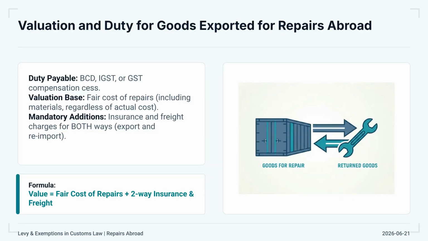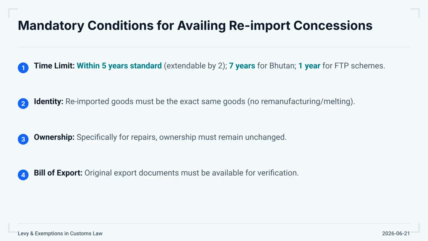This provision ensures that customs duty applies only to the value added through repairs, rather than the entire value of the goods. To claim re-import concessions, certain mandatory conditions must be satisfied. First, the re-import must occur within the prescribed time limits, normally 5 years, though special limits apply in specific situations such as Bhutan or FTP schemes.